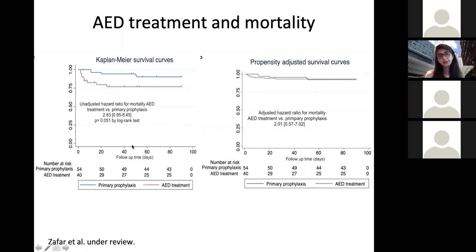So here I'm showing the Kaplan-Meier and propensity adjusted survival curves. And we found that after adjustment for propensity, there was no significant difference in mortality amongst patients that were treated or were continued on seizure medications in response to EEG findings versus those who were not.